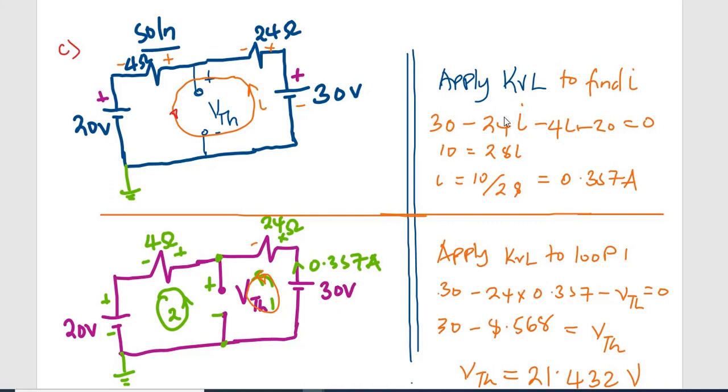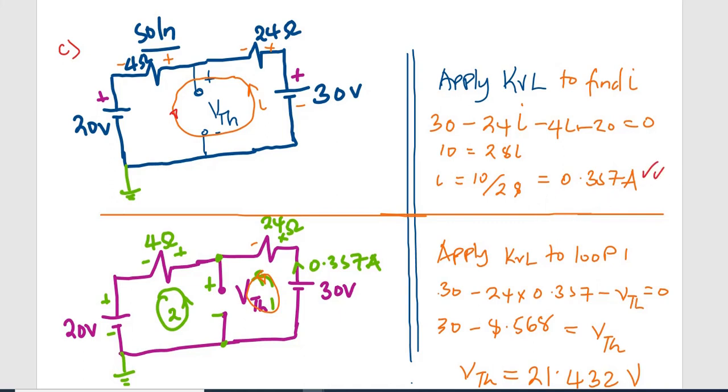So this means if we apply KVL, it will be 30 minus 24I, because it is leaving positive and here entering positive but leaving negative. So 30 minus 24I minus 4 times that current I minus 20 is equal to 0. So 10 will therefore equal, when I collect like terms together, 10 is equal to 28I. Therefore I is equal to 10 out of 28, which is equivalent to 0.357 amps.